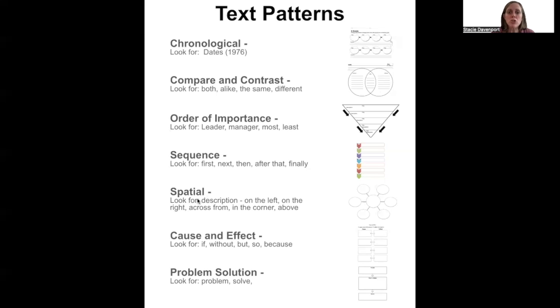The next one is spatial. And so that's looking for a description of something. And so then maybe you would look for the words on the left, on the right, across from, above, in the corner of. Those words are all things that would show spatial. And I just have some kind of diagram like this that would show where those things were. You could use any diagram.